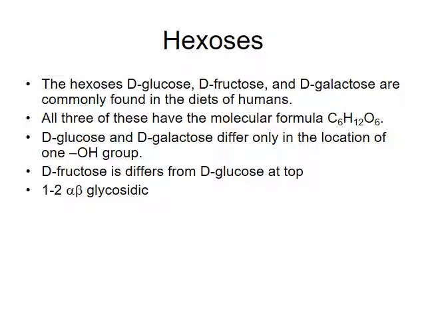Next, hexoses. Hexoses have 6 carbons, and there'll be 3 of them: glucose, fructose, and galactose. We're just going to look at the D versions, so the second carbon going up with the OH will be pointing to the right. All these have the same chemical formula, but they're going to have different structures, because they're isomers of each other.